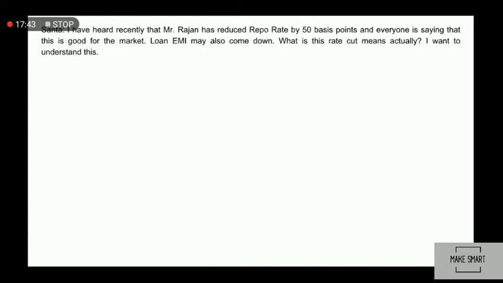What does a rate cut mean? Actually, I want to understand this. Now Santa asks Banta what the repo rate is, and by reducing it by 50 basis points, how our economy will grow and how loan EMIs will come down.